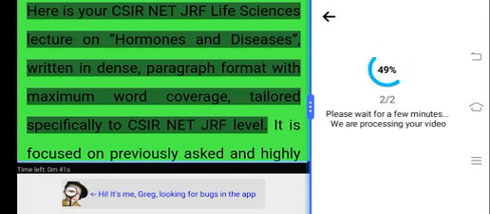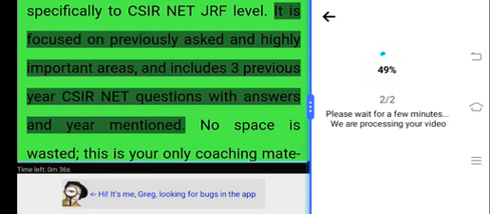with maximum word coverage, tailored specifically to CSIR NET JRF level. It is focused on previously asked and highly important areas, and includes 3 previous year CSIR NET questions with answers in year mentioned. No space is wasted.